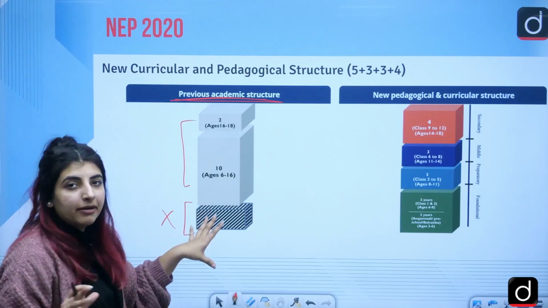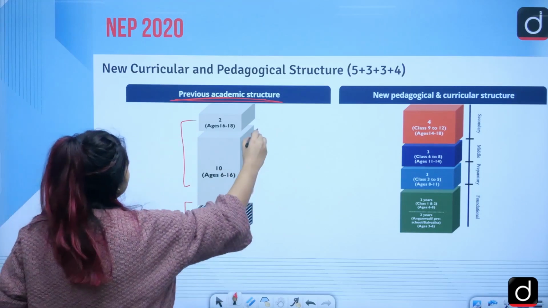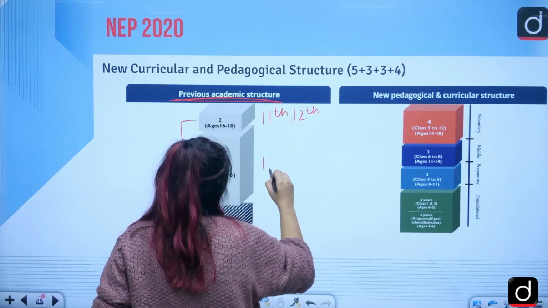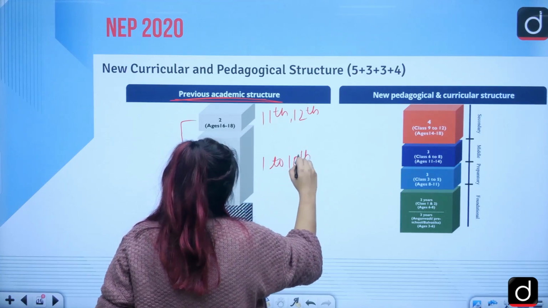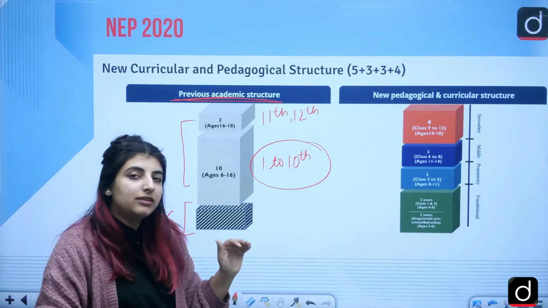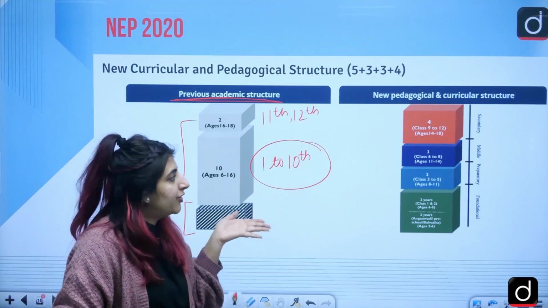But if we talk about 10 plus 2, here I am talking about class 1 to 10, and then this is class 11th and 12th, right? 1 to 10th. It is nothing which is related to mathematics, right? It is just about talking about the courses that we have in the secondary or preschool education part.